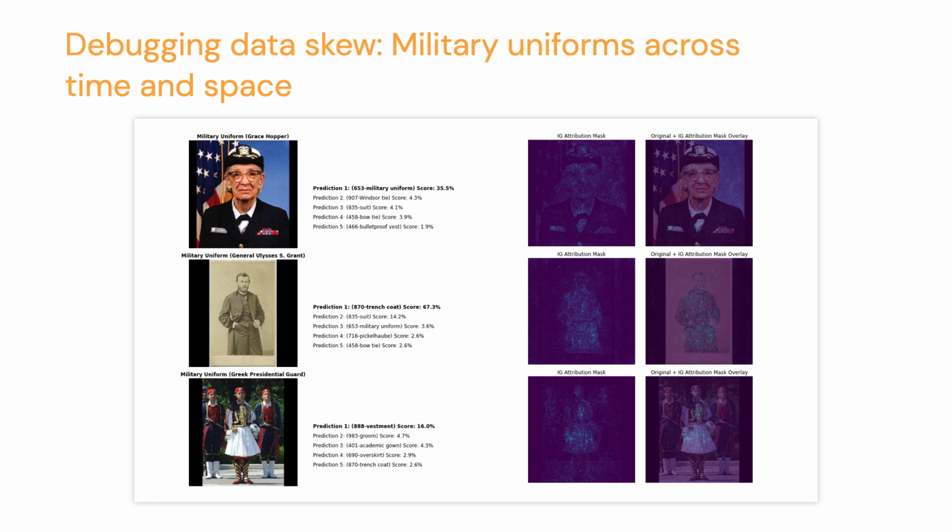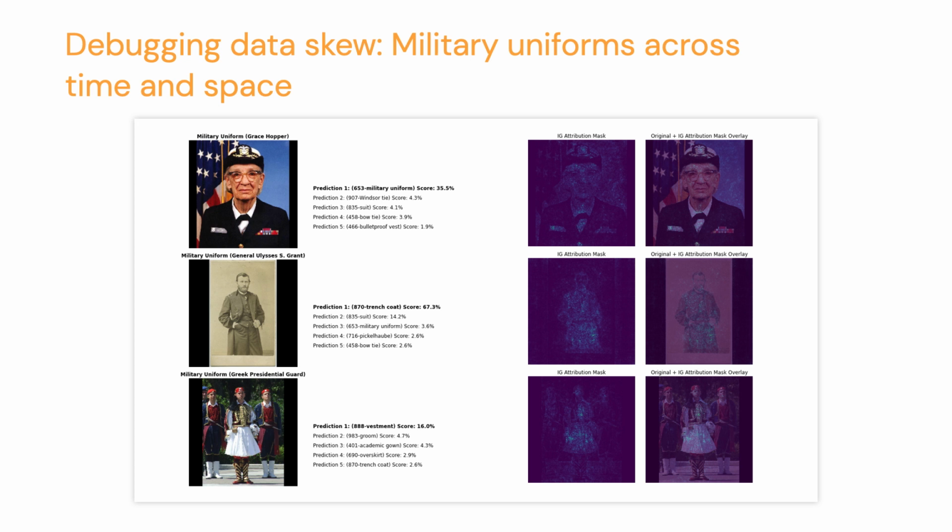On the last image at the bottom, yikes, Inception V1 predicted the image of a Greek presidential guard as a vestment with low confidence. The underlying training data does not appear to have sufficient representation in density of Greek military uniforms. So to summarize, military uniforms change across time and space, like many domains that you will encounter in production machine learning.